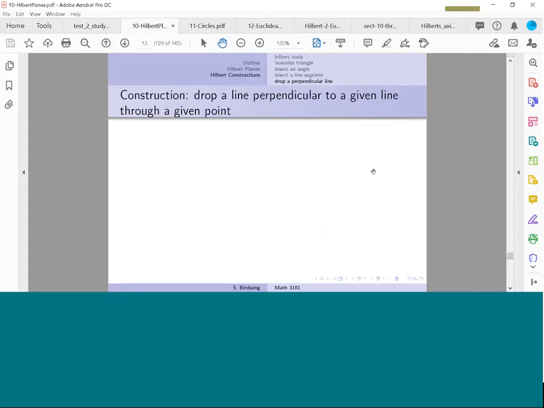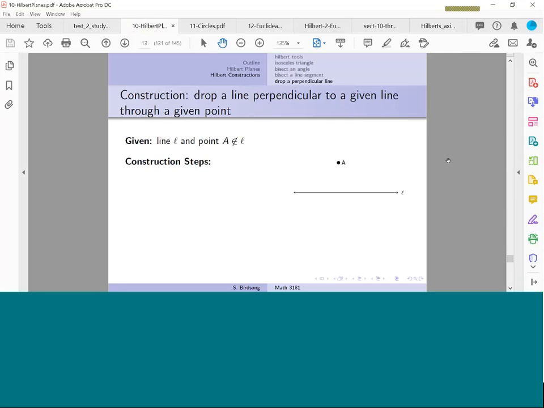All right, so this is the last Hilbert construction. The last time we did a bunch of different Hilbert constructions, and the main takeaway was very much, don't use circles, use isosceles triangles. When in doubt, draw an isosceles triangle. So what we want to do here is we would like to drop a line perpendicular to some given line through some given point. So let's go ahead and assume we have some line L, and we are looking at a point that's not on the line.